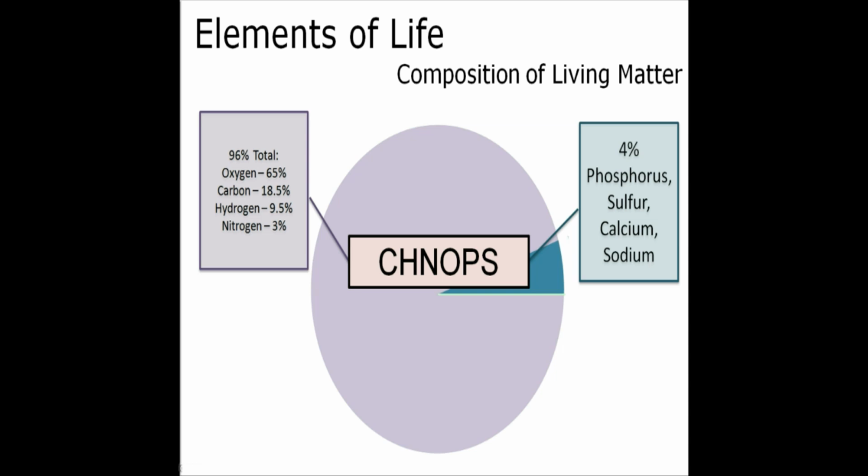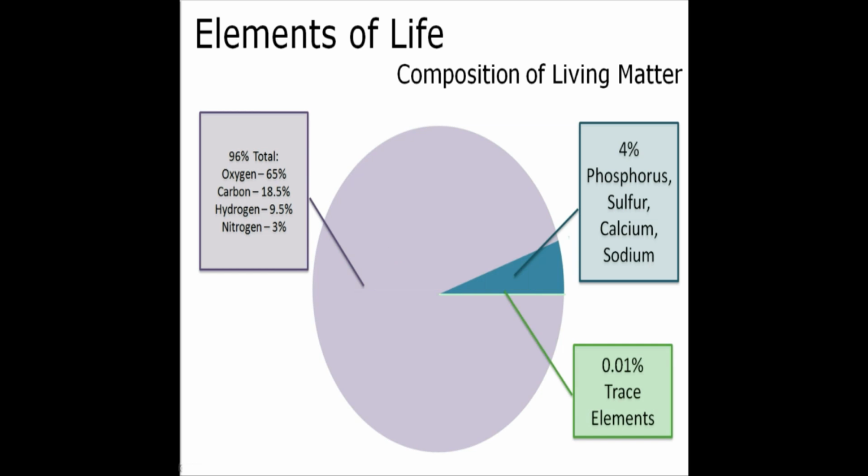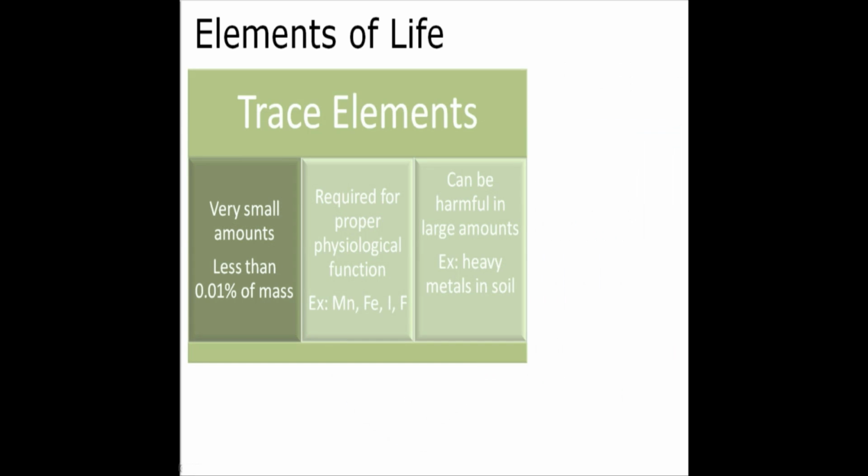Another set of elements that are required for cells to function properly are the trace elements. Now, trace elements are kind of unique. They are found only in very small amounts, less than 0.01% of the mass of the organism, but that does not mean they are not important. Just the opposite. They are required for proper physiological function. So without these elements, certain biochemical processes would not happen.